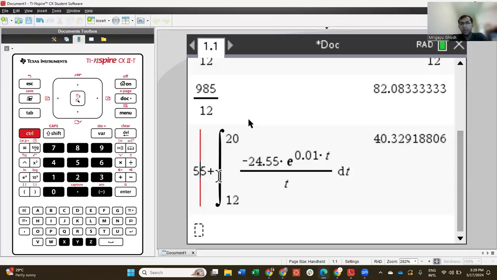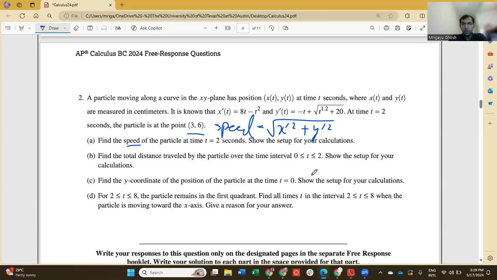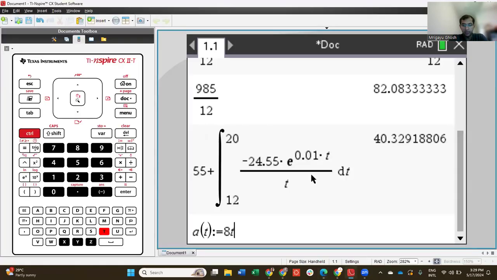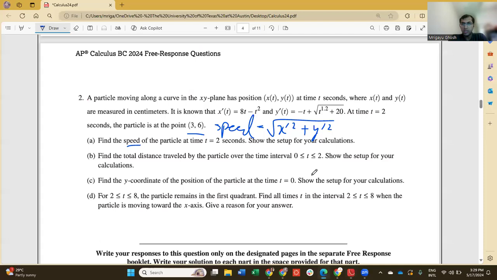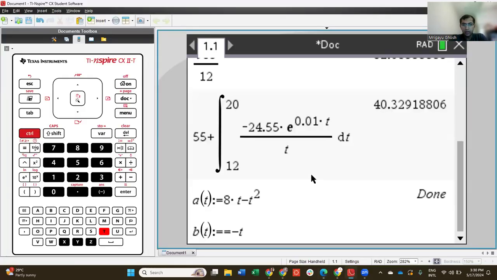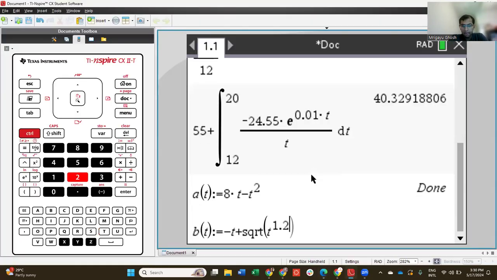In fact, what I'm going to do is define some functions in my calculator that will make it easier. I'm going to define a of t as x prime, which is 8t minus t squared. And then I'm going to define b of t as y prime, which is negative t plus the square root of t to the 1.2 and then plus 20. Hopefully I've typed this in correctly. That's the biggest risk with calculator problems: did you type in stuff properly? I think I've done everything properly.